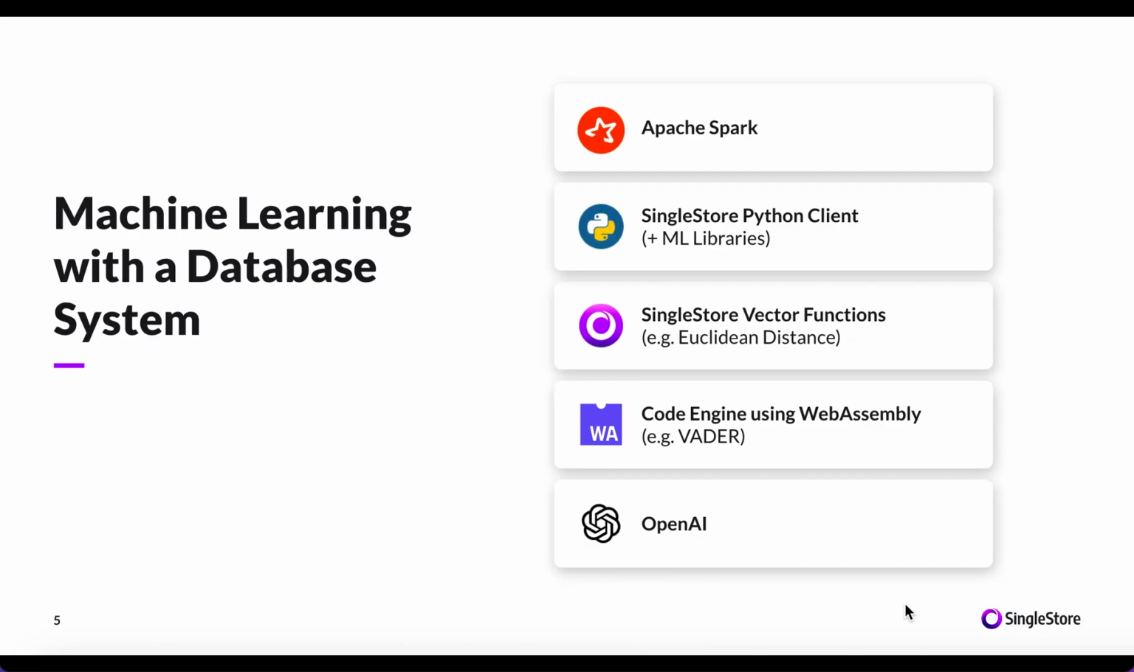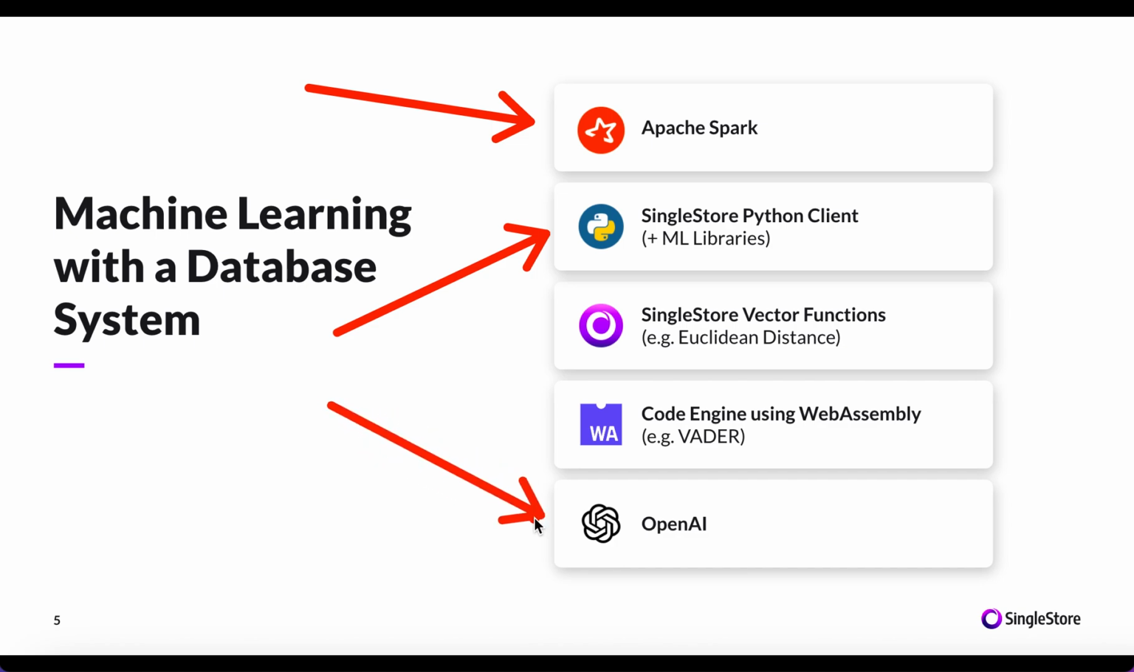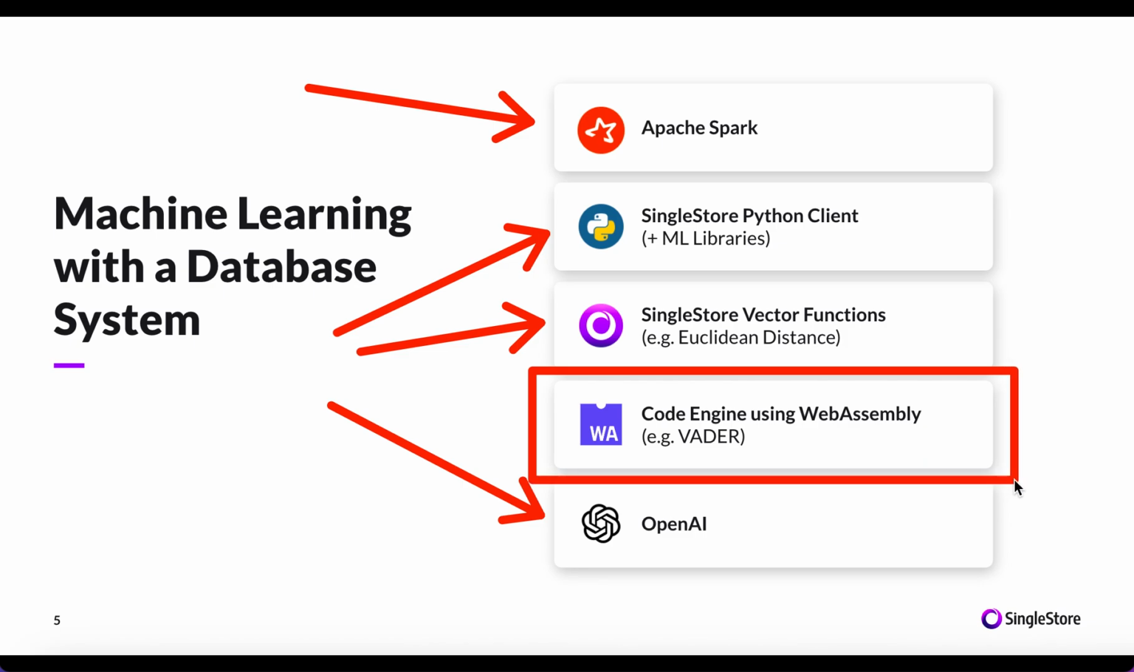When working with a database system, there are a wide range of tools that we could potentially use with that database system to utilize machine learning capabilities. One of these, for example, could be Apache Spark. Lots of great Python libraries out there as well. We could also use many external tools and technologies. OpenAI is one of these very popular ones today. Specific to SingleStore, we have this concept of vector functions as well. That's something perhaps for another presentation. Today our focus though is going to be on WebAssembly, and specifically code engine using WebAssembly. The example we'll look at is using something called VADER, Valence Aware Dictionary and Sentiment Reasoner. More about that very shortly.